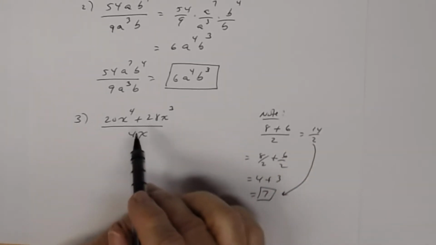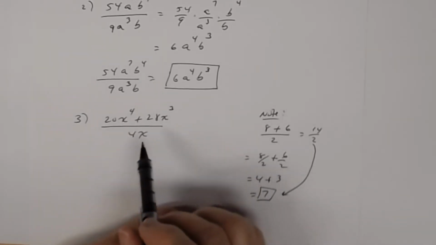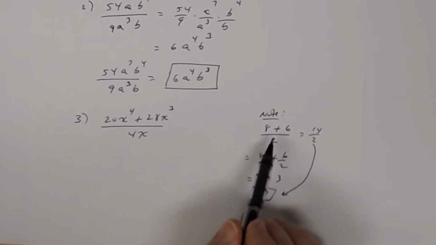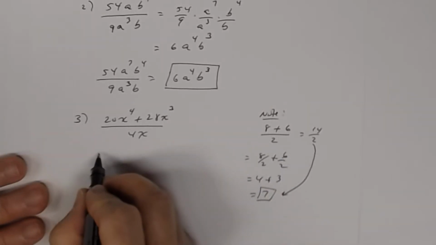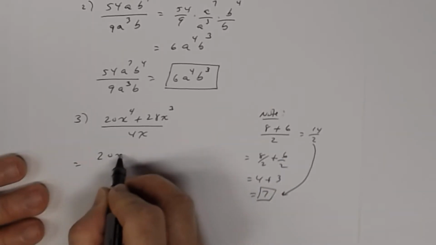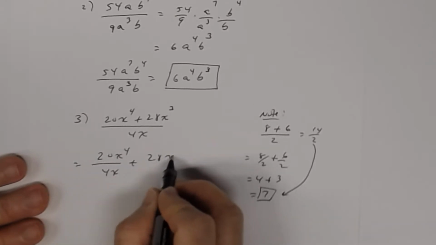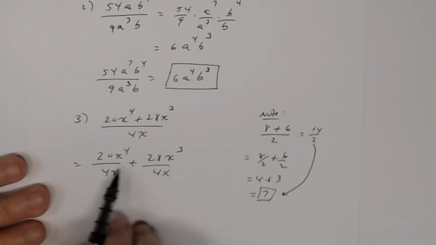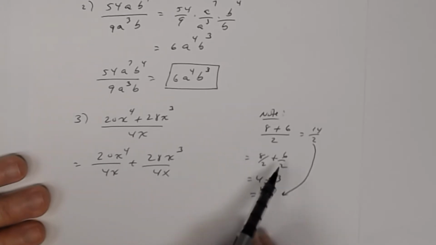But since those are not like terms, the way you're going to do this is write it like this. Whenever you have a polynomial divided by a monomial, you write them as separate fractions, just like we did with 8 divided by 2 plus 6 divided by 2. So this is going to equal 20x to the fourth divided by 4x plus 28x cubed divided by 4x. This step, writing it as two separate fractions, is what we did here.